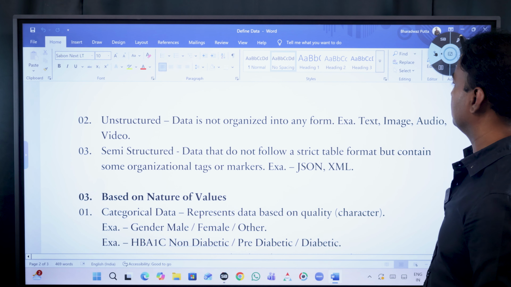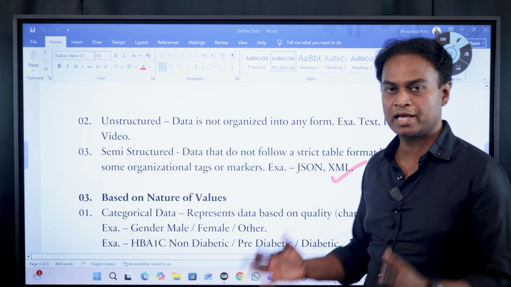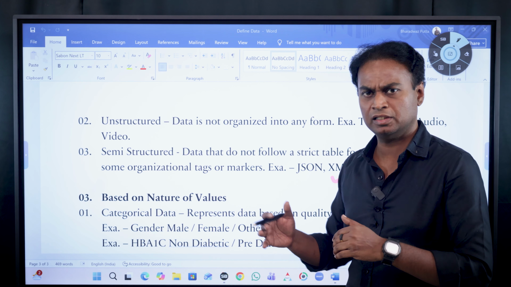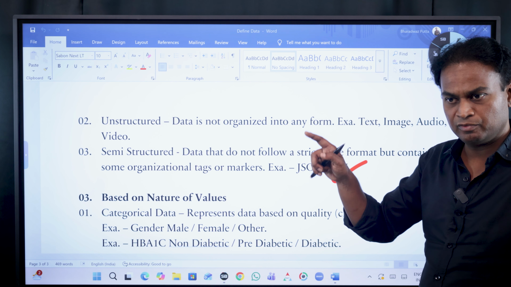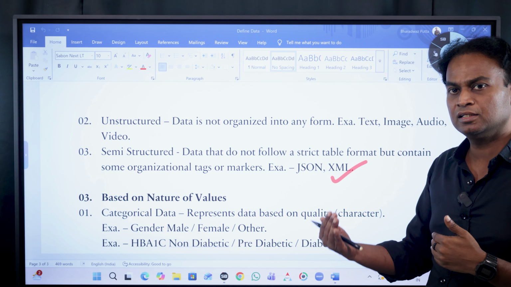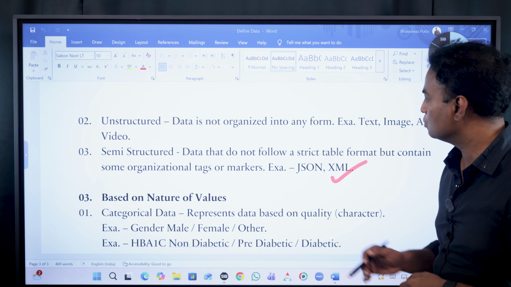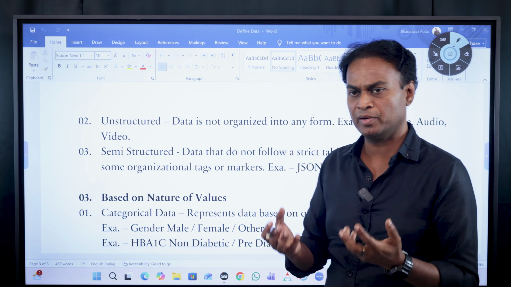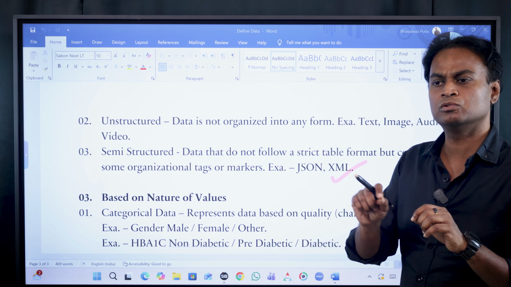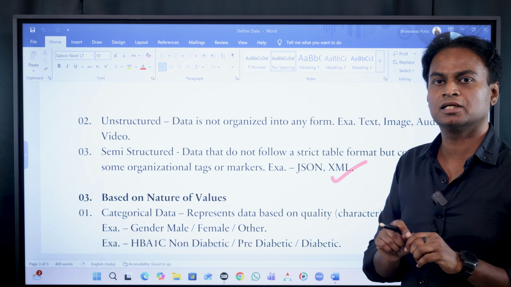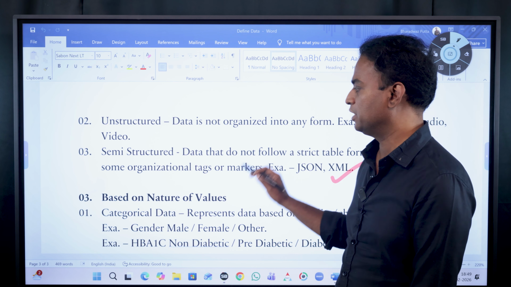Next is semi-structured data. There are some special file formats. One is XML, extensible markup language, a coding language used to make websites. When you open a website in a browser, behind it this is the code used. Also the JSON format, which is sometimes structured, sometimes not. Here we use certain labels or tags for certain data. This is considered semi-structured data.